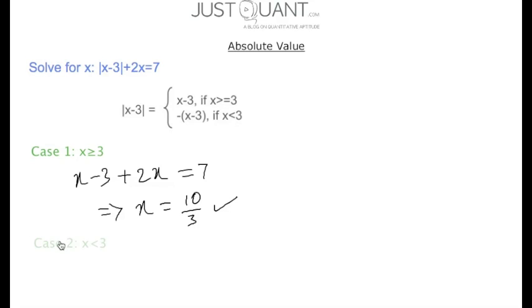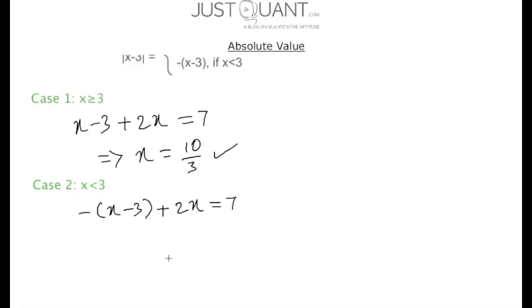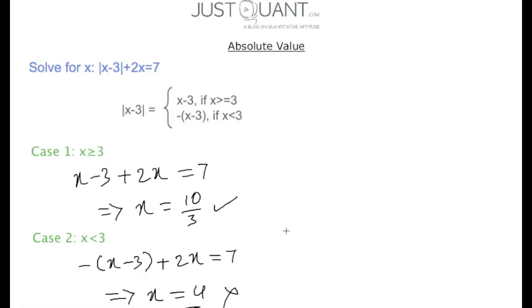Now in case 2, we have x is less than 3. In this case, our equation becomes minus of x minus 3 plus 2x equal to 7. Solving, we get x equal to 4. But x equal to 4 does not satisfy our case that x must be less than 3, and hence this is not a valid solution. So the value of x for the equation absolute value of x minus 3 plus 2x equal to 7 is x equal to 10 by 3.